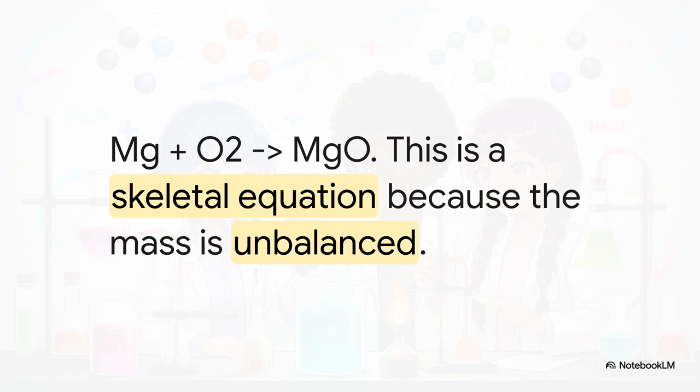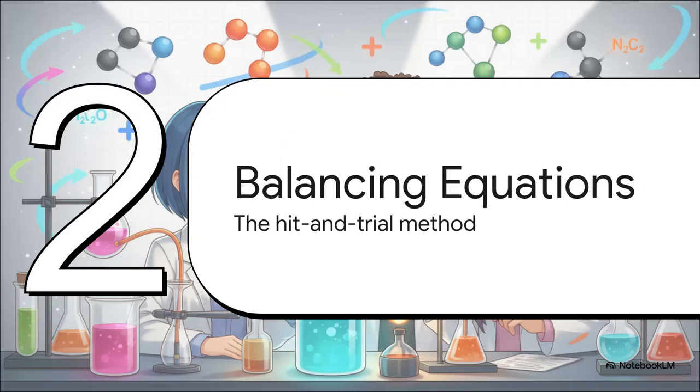However, it reveals a glaring mathematical flaw. We have 2 oxygen atoms reacting on the left side, but only 1 emerging bound to the magnesium on the right. So the skeletal equation successfully outlines the molecular framework, but the physical mass? Entirely unbalanced. Which brings us perfectly to Section 3, Balancing Chemical Equations, the hit and trial method.